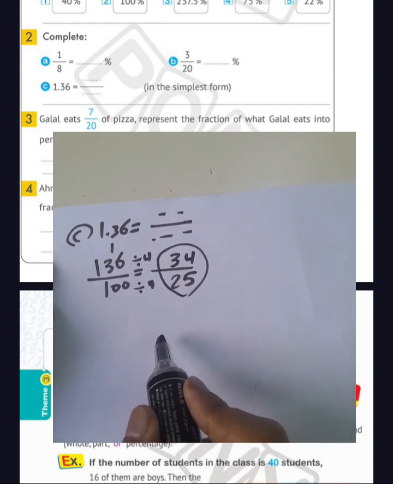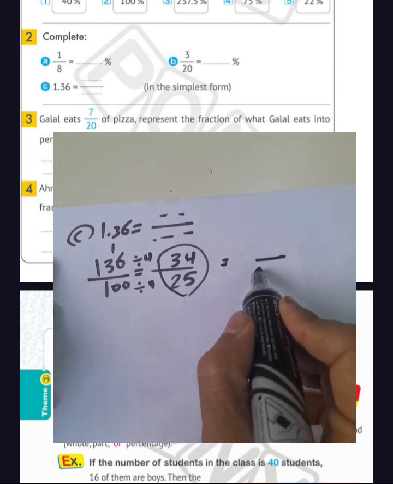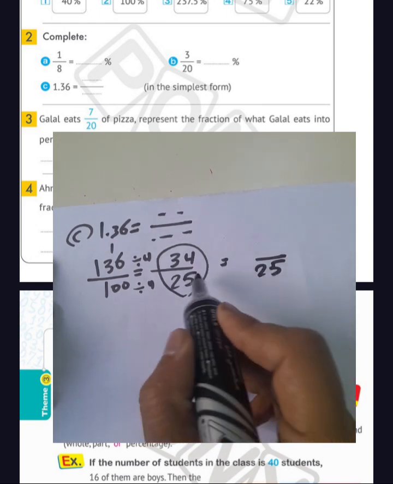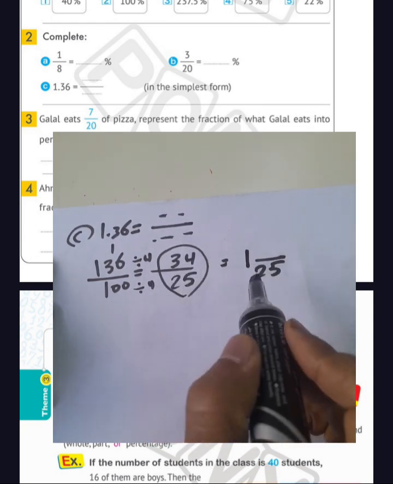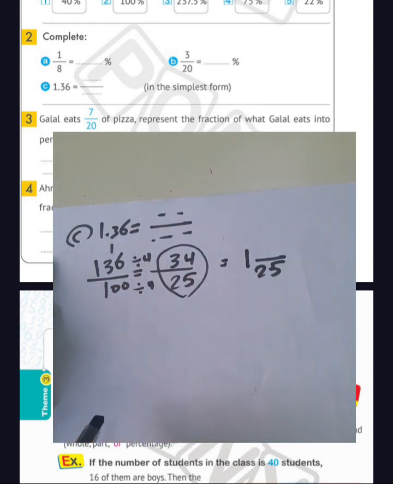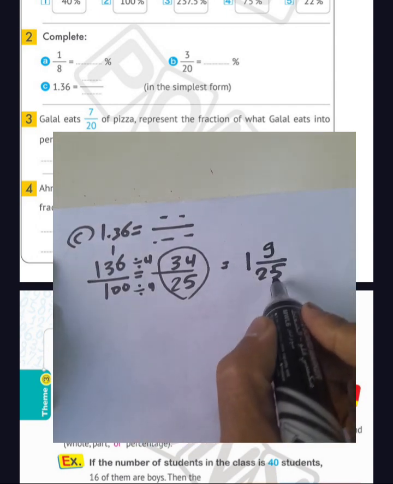And then you can simplify it. 34 divided by 25 equals 1, and the remainder, find the difference between them. 34 minus 25 will be 9. And the result will be 1 and 9 over 25.